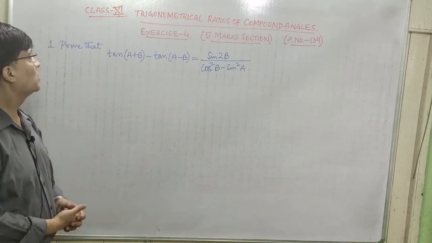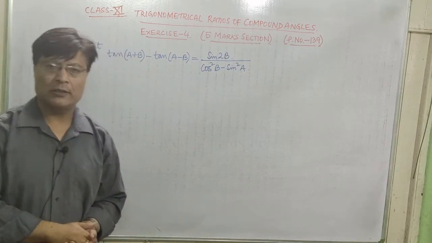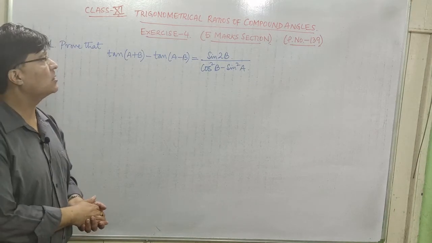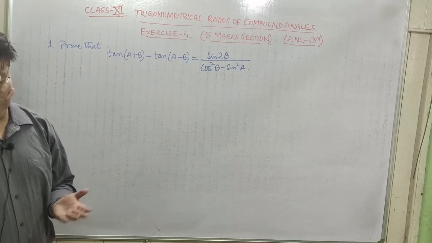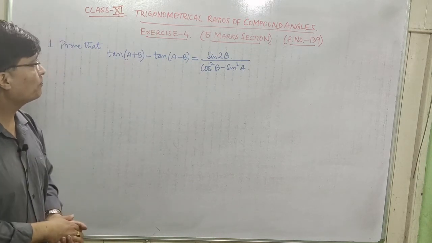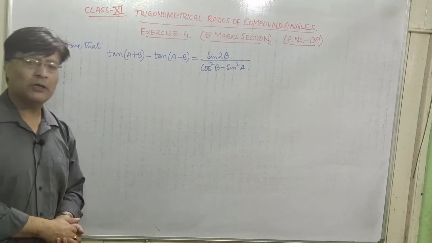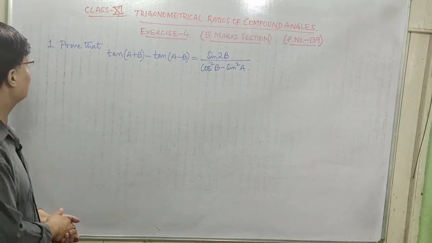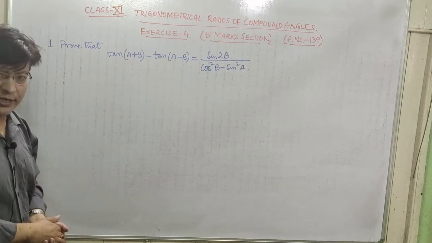So now I am doing class for class 11 science. The topic is the same topic that we were doing in the last online class, that is trigonometrical ratios of compound angles. So today is the continuation class. So we'll do the same exercise 4, 5 marks section from page number 139 from the book Mathematics for class 11 by Sailendra. So let's do this question number 1 from 5 marks section.